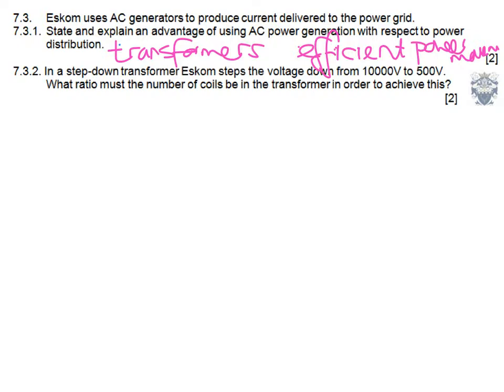In a step-down transformer, ESCOM steps the voltage down from 100,000 to 500. What ratio must the number of coils be to achieve this? Well, sorry, it's not 100,000, it's 10,000 to 500, which is 20 to 1 in terms of a ratio of coils.